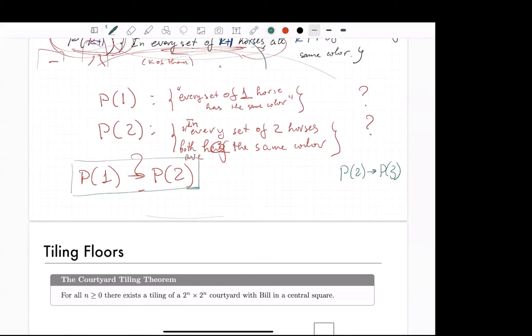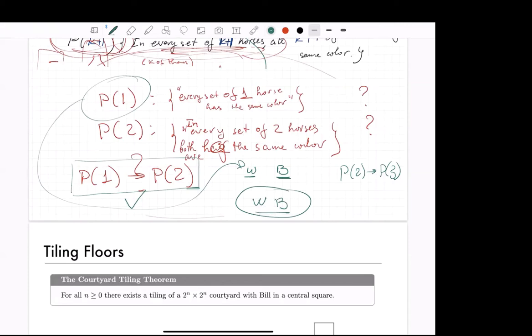Okay, so here's the white horse. Here's the brown horse. Okay, it's true. Every single horse has some color. P1. Is it true that they have the same color? Counterexample proof. That's why it's not true. Does that make sense why it's not true? Yeah, it's a counterexample. So that's why it's not true.